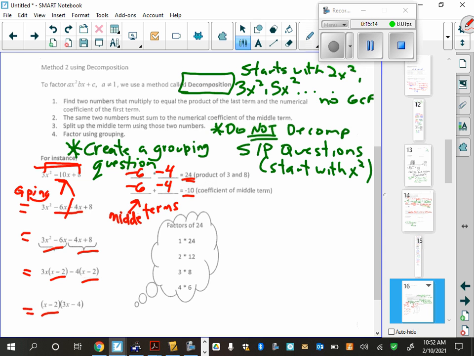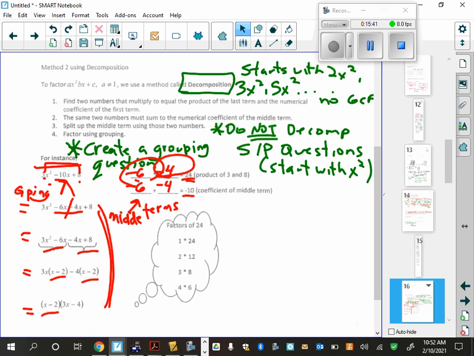So it's a long question, but all of this is grouping. The only difference is sum product: break down the middle term into two terms. The two terms are the two numbers that multiply to 24 and add to negative 10. Okay, so you're creating a grouping question, and it's called decomp.